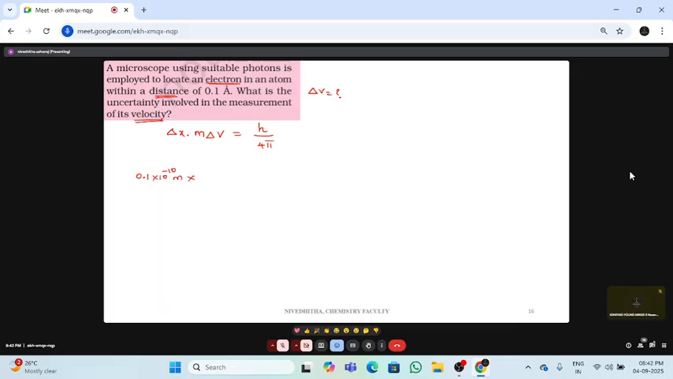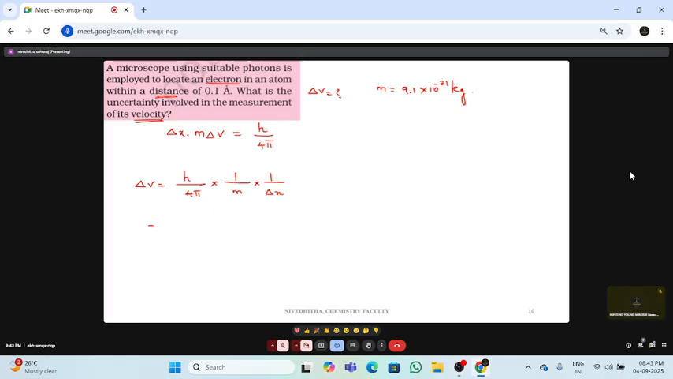And here what is m? Basically, what is m? Mass. Here, the mass of an electron. Mass of an electron is 9.1 into 10 power minus 31 kilogram. Here we have to calculate delta v. So delta v is equal to h by 4 pi into 1 by m into 1 by delta x.